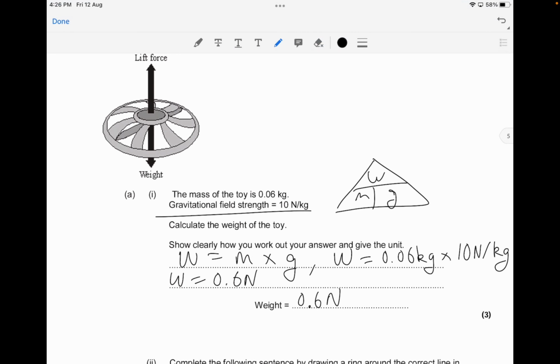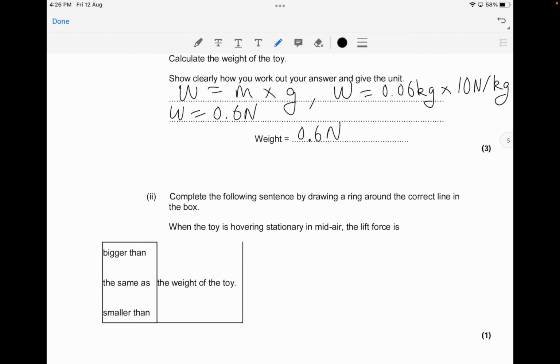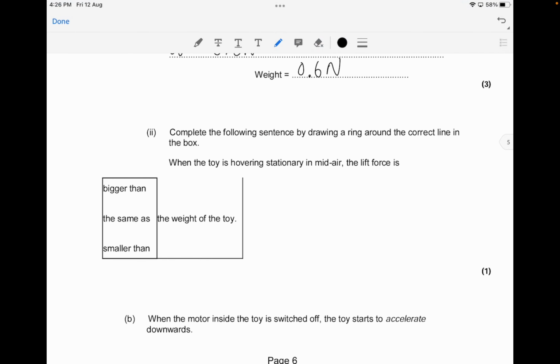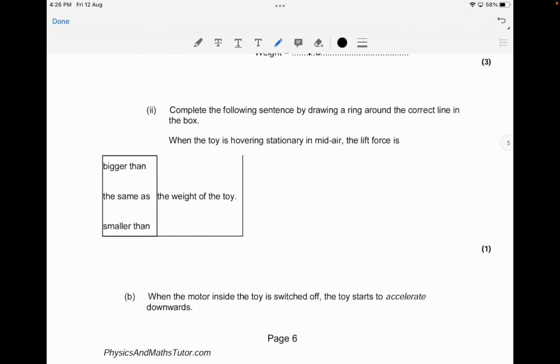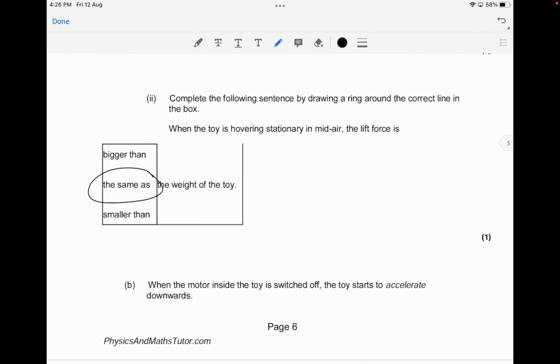So I'm just going to leave it as 0.6 newtons, and it's accepted. Now you're going to complete the following sentence by drawing a ring around the correct line in the box. When the toy is hovering stationary in midair, the lift force should be the same as the weight of the toy. So that's really critical that you understand that concept: when the toy is stationary, the lift force should be the same as the weight of the toy.